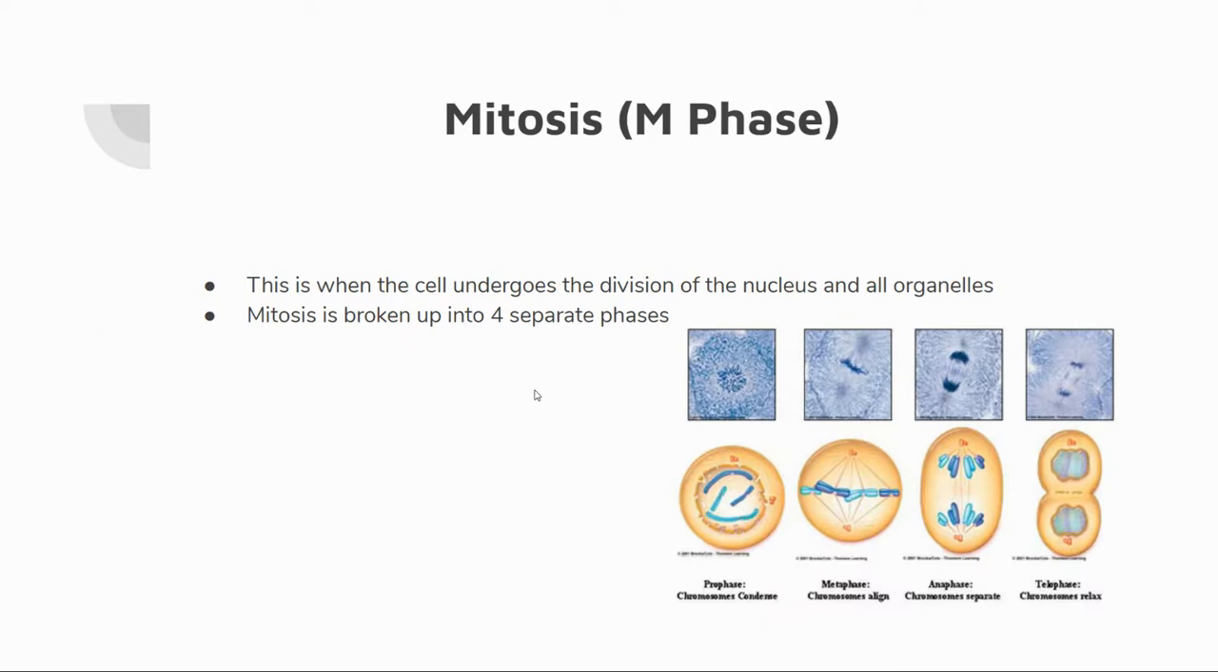So then we enter into the M phase. Okay, this is when the cell undergoes a division of the nucleus and all the organelles. Mitosis is broken up into four separate phases: prophase, metaphase, anaphase, and telophase.